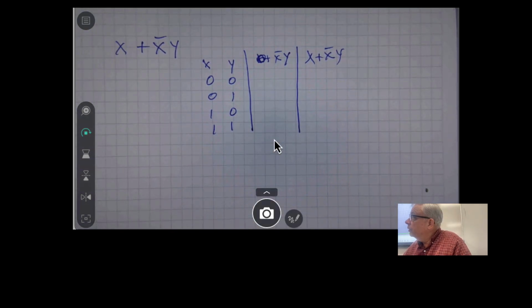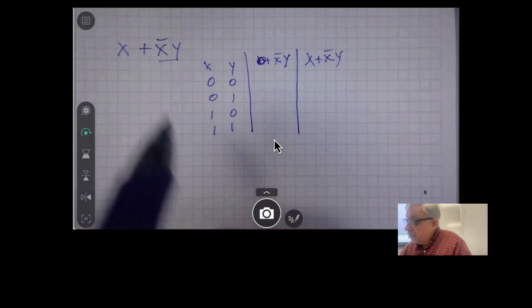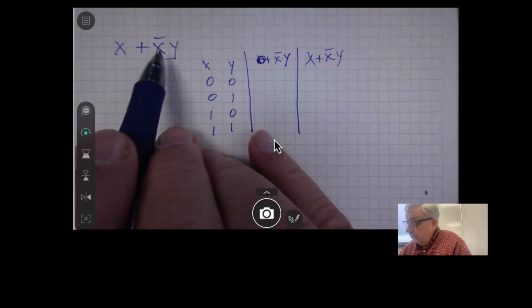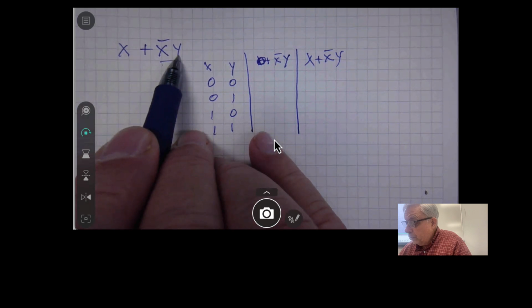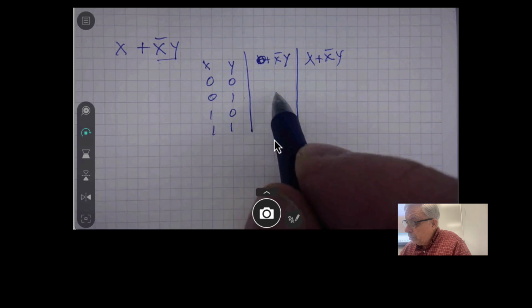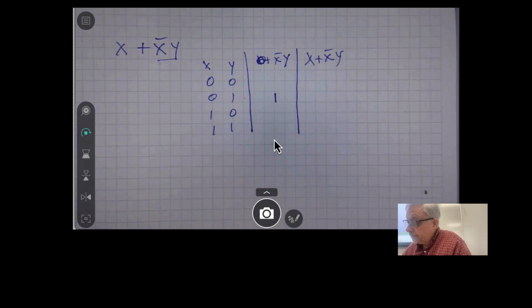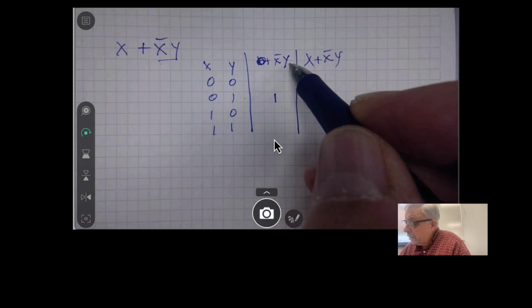That's going to be the starting point. Now I'm going to look at the second term, X not Y. X has to be a 0 to get this to be a 1, and Y has to be a 1. So to get a 0 here and a 1, I'm going to get a 1 here, right? That's the X not Y.